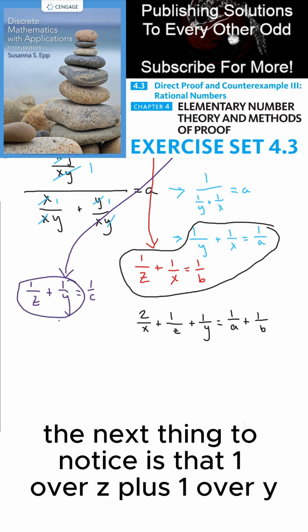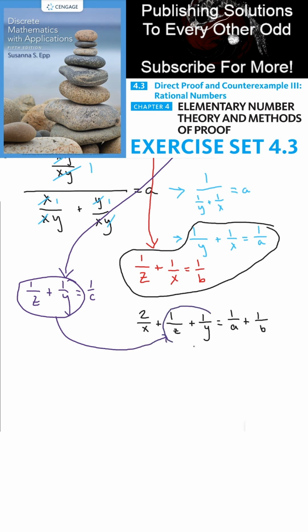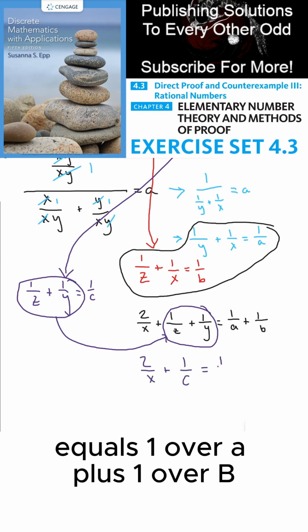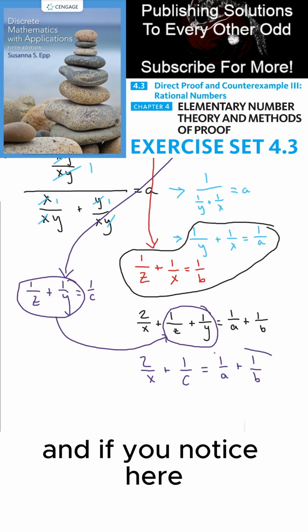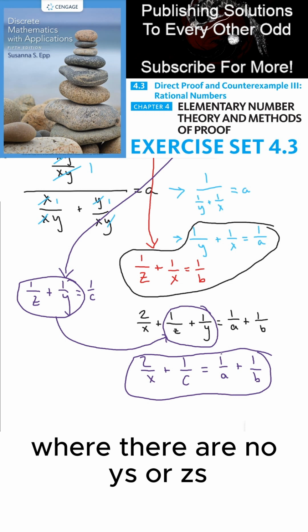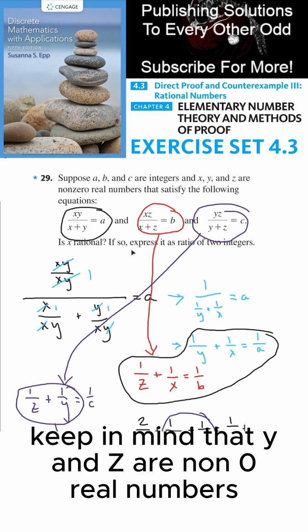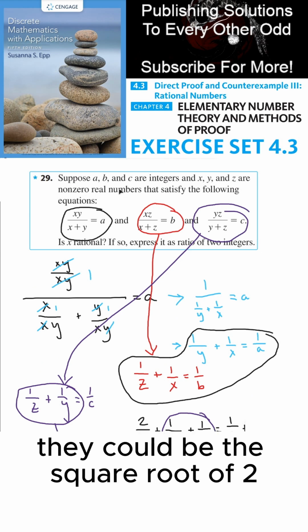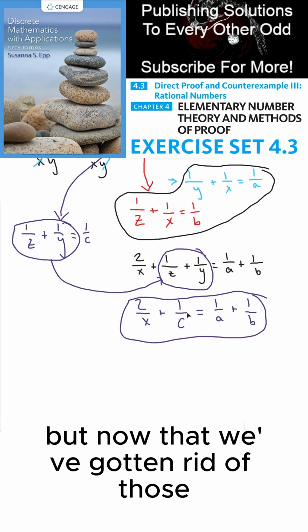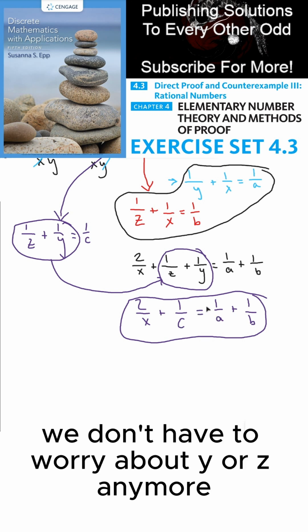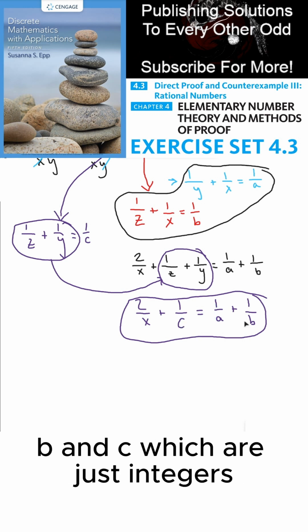The next thing to notice is that 1 over z plus 1 over y is 1 over c. So we can rewrite this as 2 over x plus 1 over c equals 1 over a plus 1 over b. And if you notice here, now we have an equation where there are no y's or z's. Keep in mind that y and z are non-zero real numbers. So they could be pi, they could be the square root of 2. They don't have to be rational numbers. But now that we've gotten rid of those potentially irrational numbers from this equation, we don't have to worry about y or z anymore. We can just worry about a, b, and c, which are just integers.